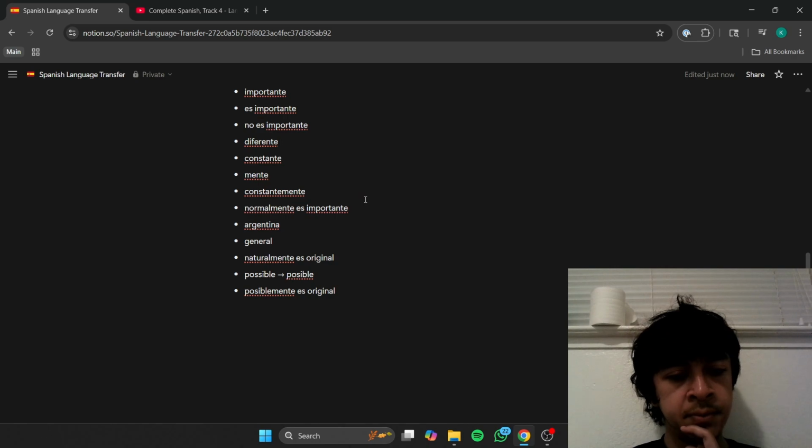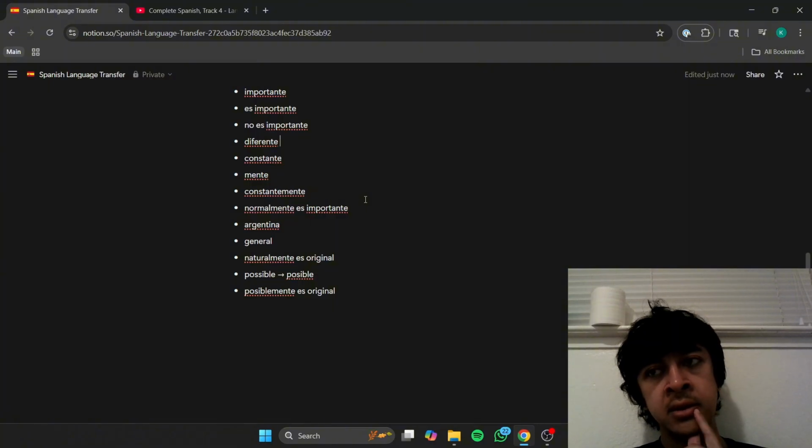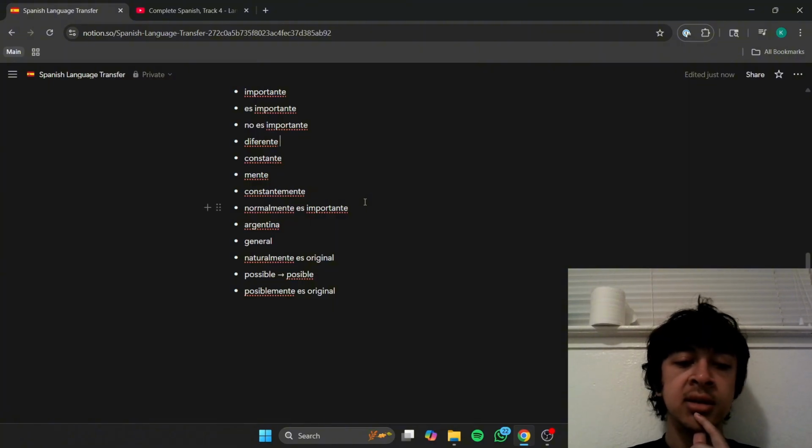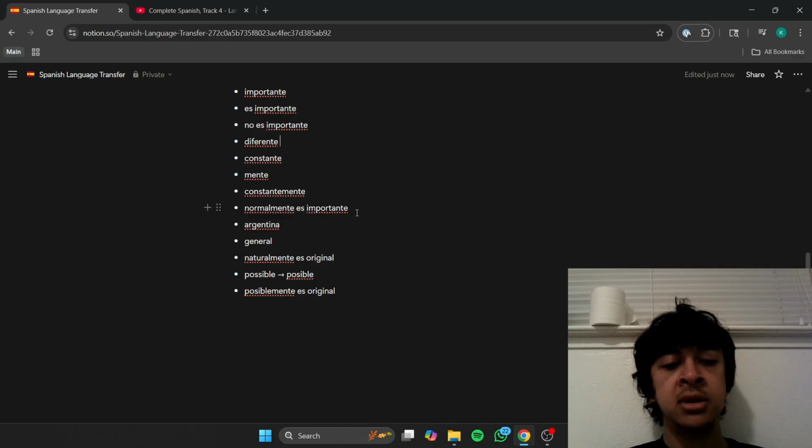What else did we learn? Words that end in able, such as possible or probable, can also be transferred to Spanish. So for example, possible becomes posible and probable becomes probable.